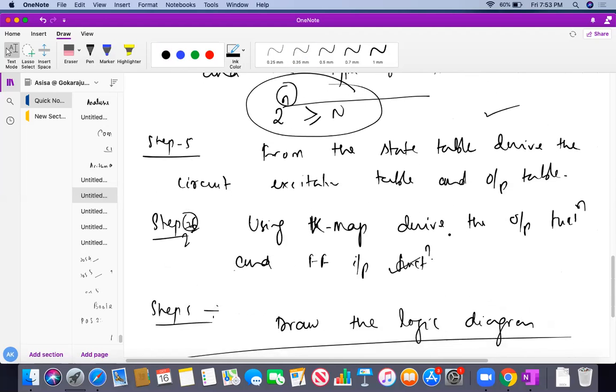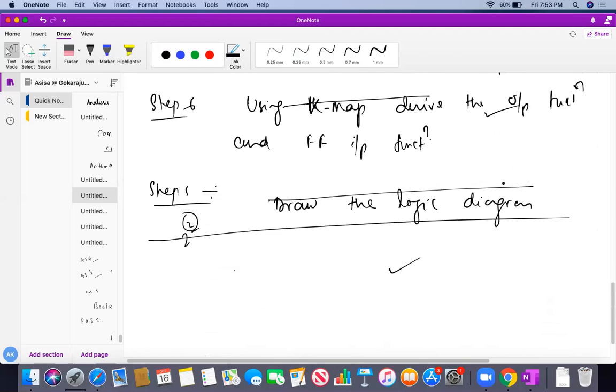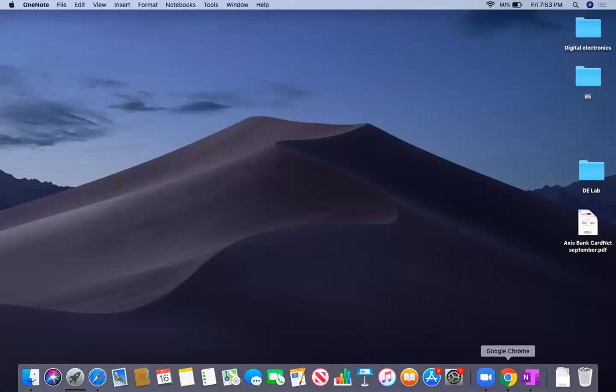Next, step 5, from the state table derive the circuit excitation table and output table. I'll explain more about it, don't worry. Next, step 6 is using K-map derive the output function and flip-flop input function. Then finally, step 7, draw the logic diagram to get the final sequential circuit. Okay, understand? Any doubt on this? If not, we'll go for next.